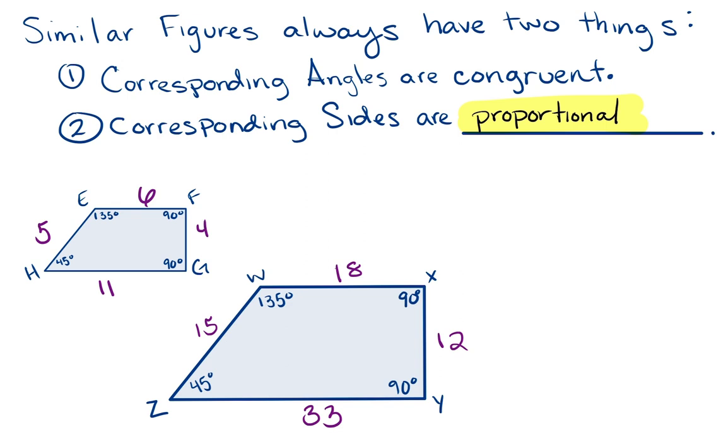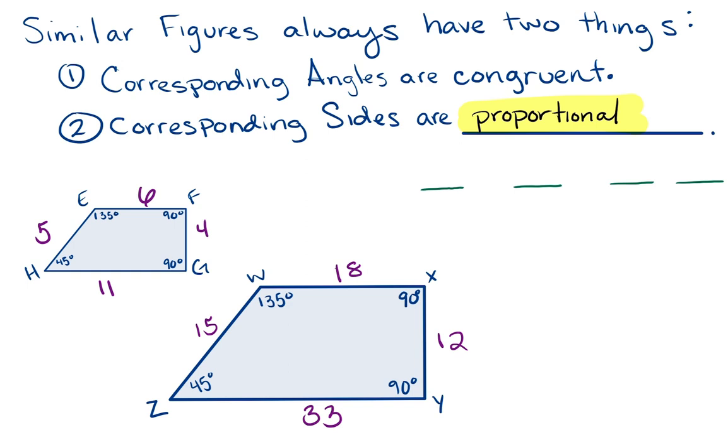with all of the sides from one figure on the tops of all the fractions and all of the sides from the other figure on the bottoms of the fractions. I usually prefer to put the little numbers on top, so that's what I'm going to do here. I have four sides, so I need to set up four fractions. So I'm going to create four fractions.